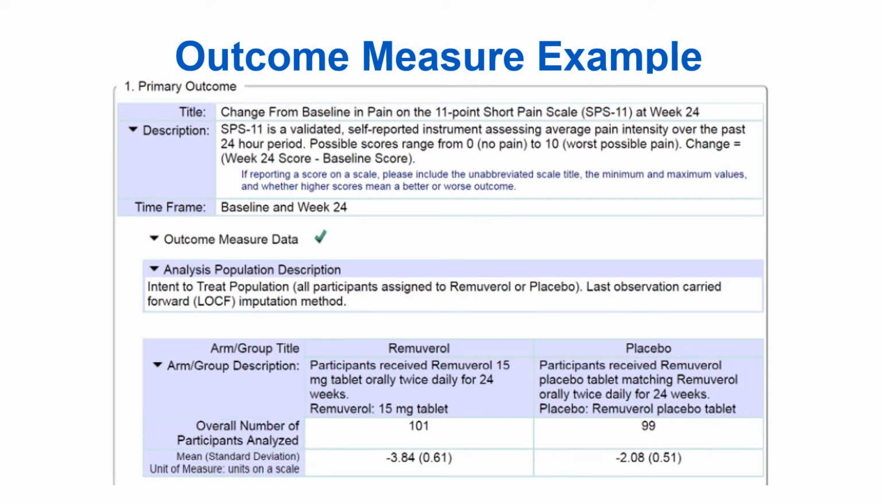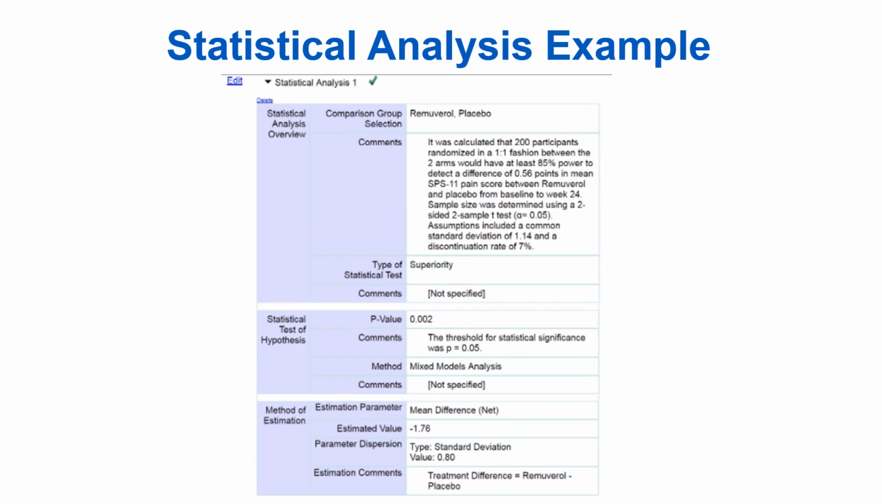The results for each outcome measure are presented in a table in which the columns represent the study's arms or comparison groups, and the rows present summary level data. Each statistical analysis is similarly reported in a table that immediately follows the relevant outcome measure.